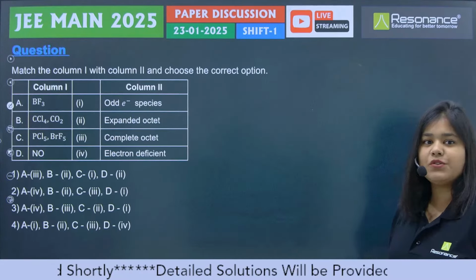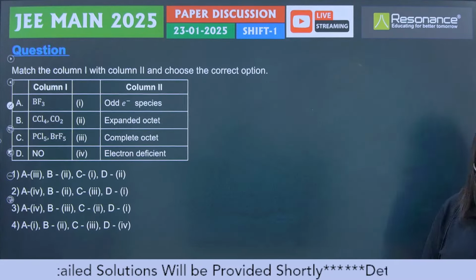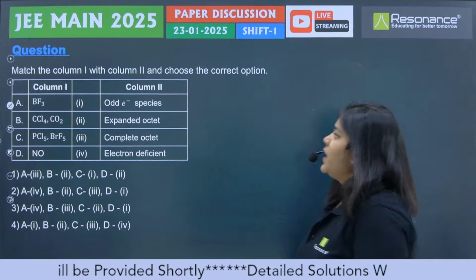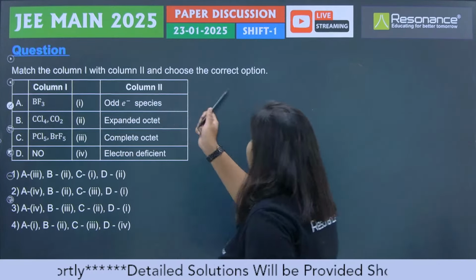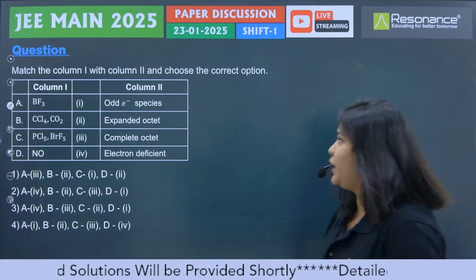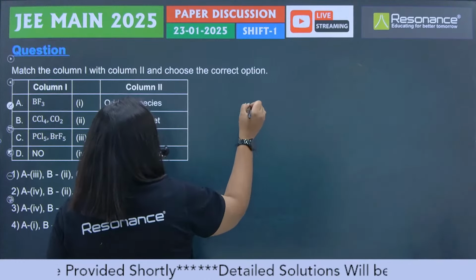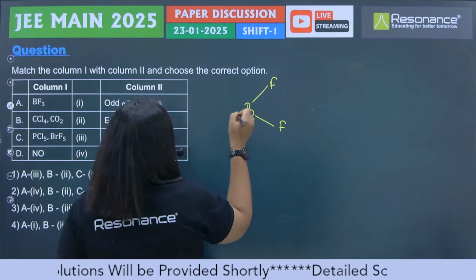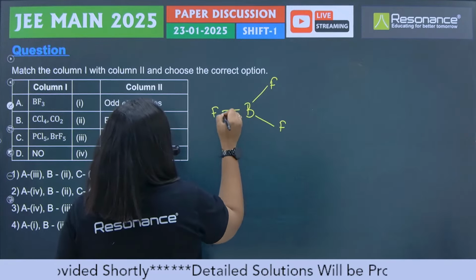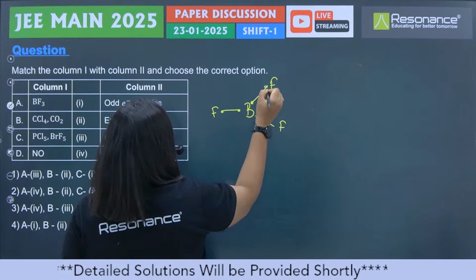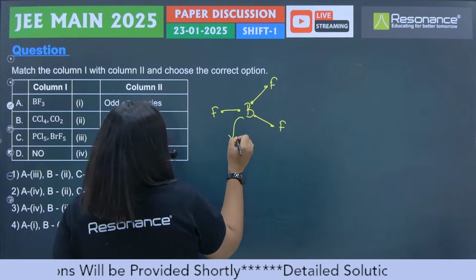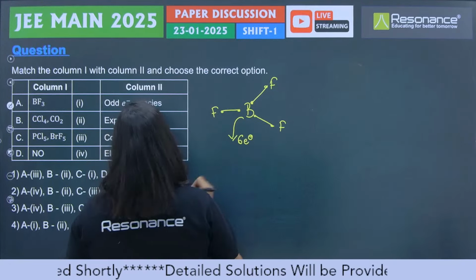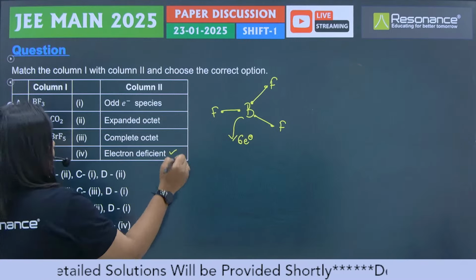Moving on to the next question. Now see, what's the next question? A very easy chemical bonding question. Match column 1 with column 2 and choose the correct answer. First, BF3. It is trigonal planar, with central atom boron. If you count the electrons on boron, how many are there? 6 electrons.